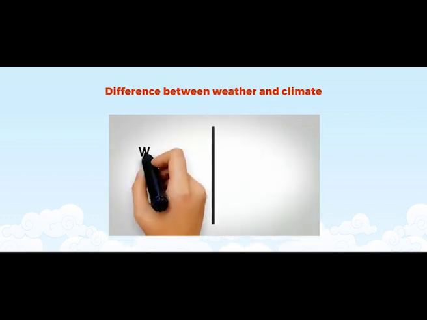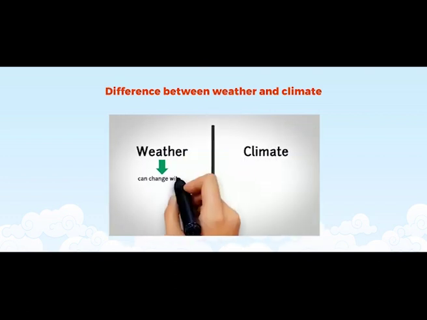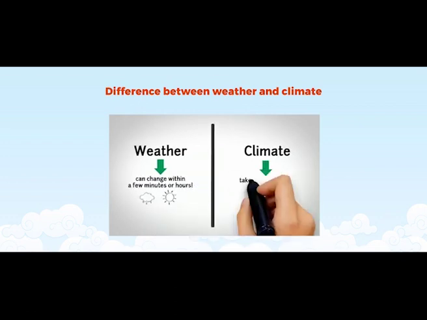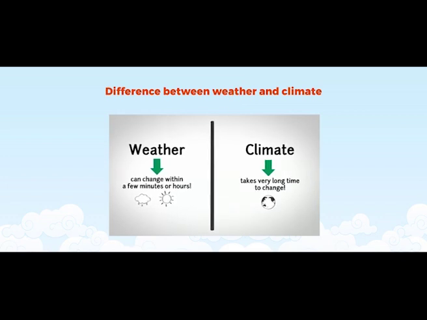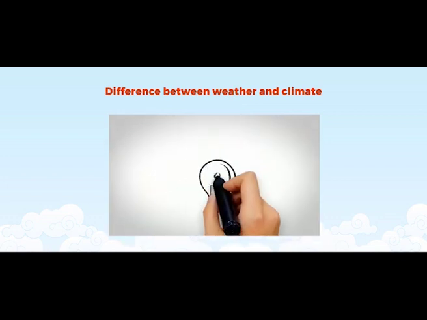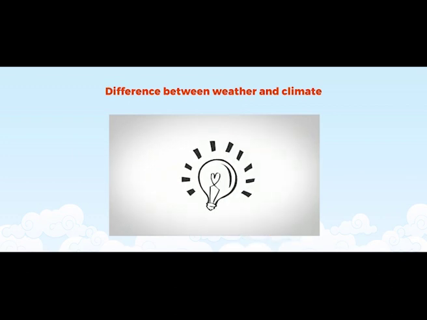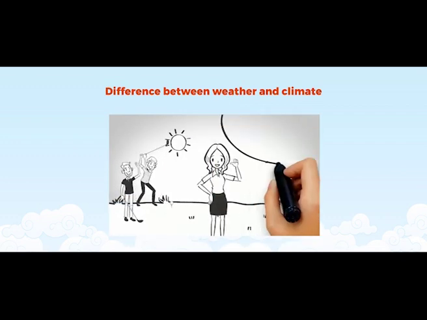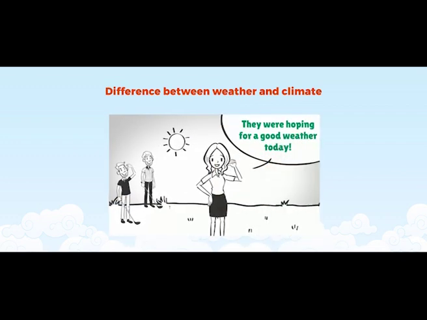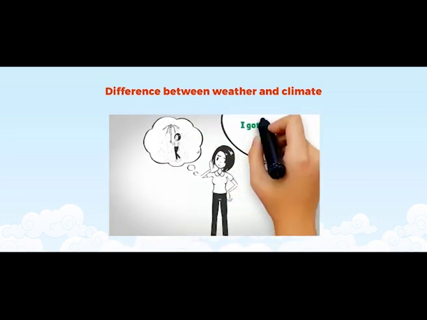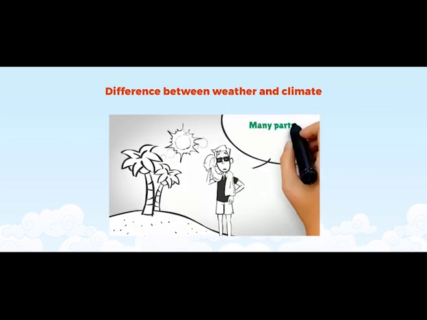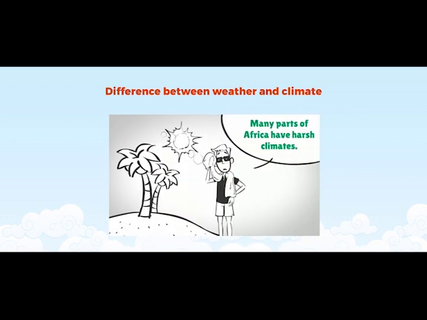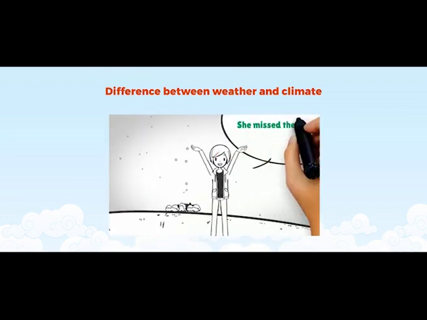Here are the key differences. Weather can change within a few minutes or hours, while climate takes hundreds, thousands, or even millions of years to change. In other words, climate lasts all the time, and weather only a few days or even a few minutes. Examples for weather include: they were hoping for good weather today. I got caught up in really bad weather yesterday. Examples for climate include: many parts of Africa have harsh climates. She missed the cool climate of southern Wales.